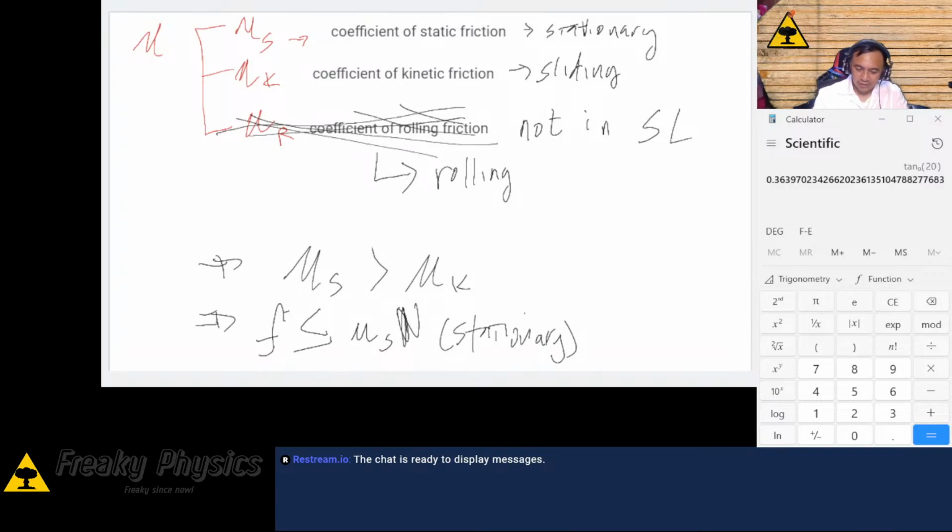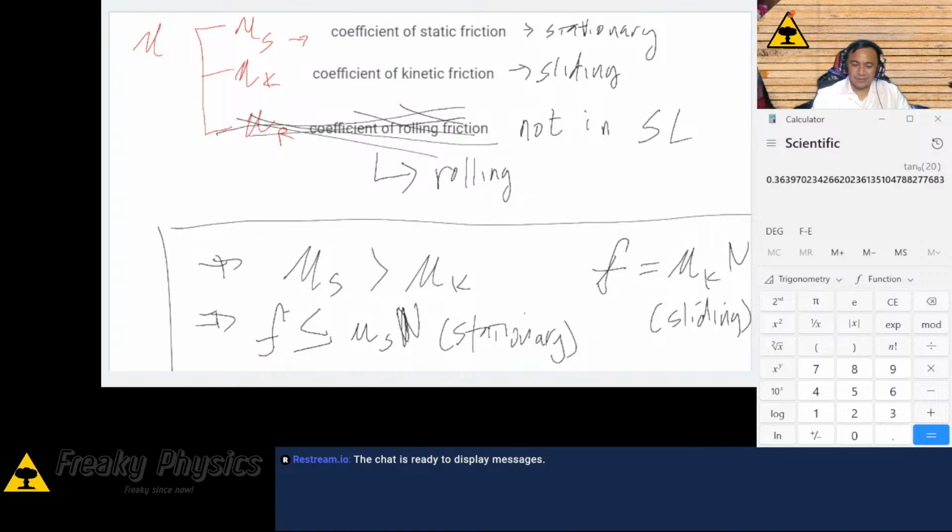And then the other one is the frictional force is always equal to mu k n for sliding. Why is it always equal to? Because the friction can slow down the object later on.